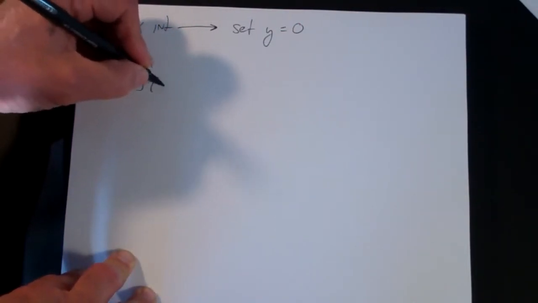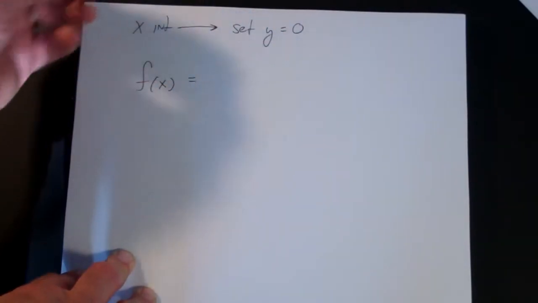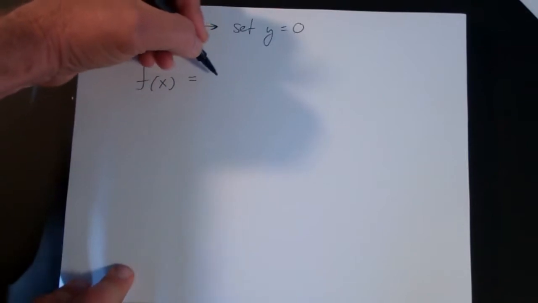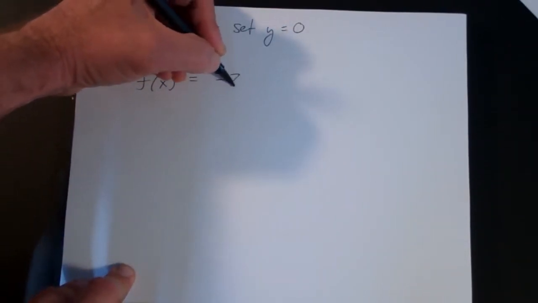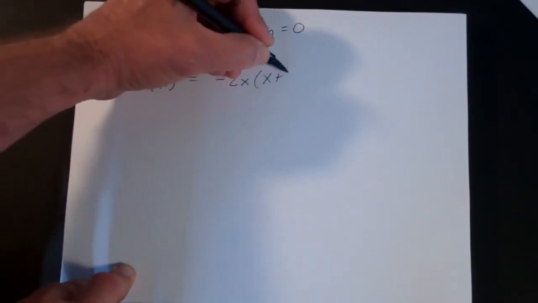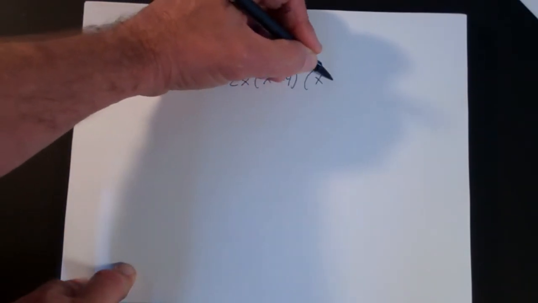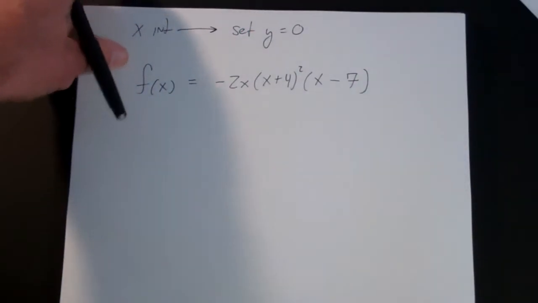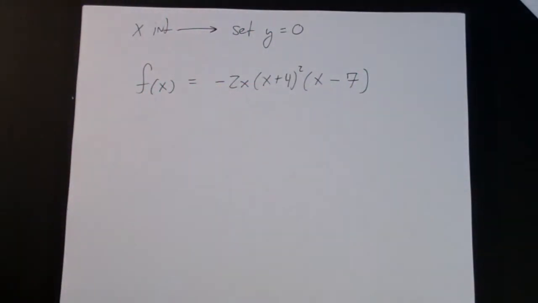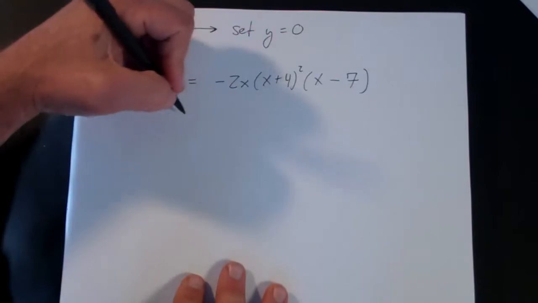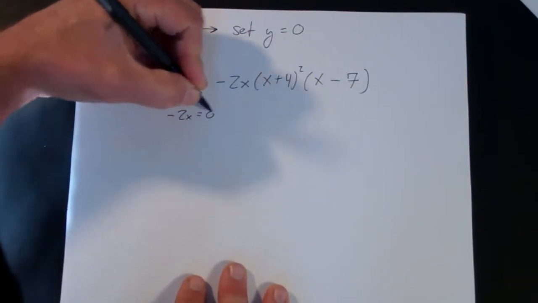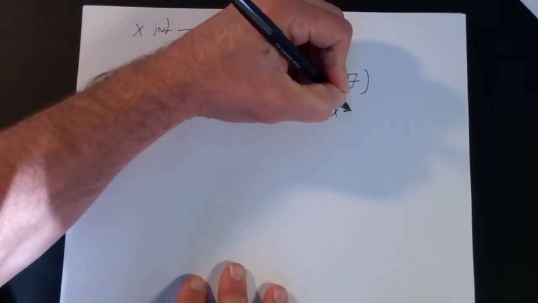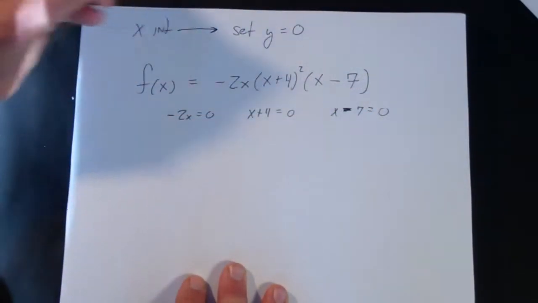The simple example is when they're written in factored form. So this would be, for example, minus 2x times (x plus 4) squared times (x minus 7). If it's written in factored form, to find the zeros, you simply set each individual term to 0. So how do you do that? Well, first you go minus 2x equals 0, x plus 4 is equal to 0, x minus 7 is equal to 0. And you simply solve each one of these.